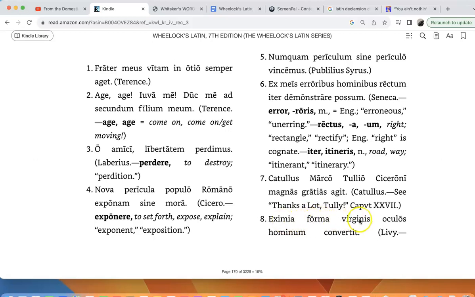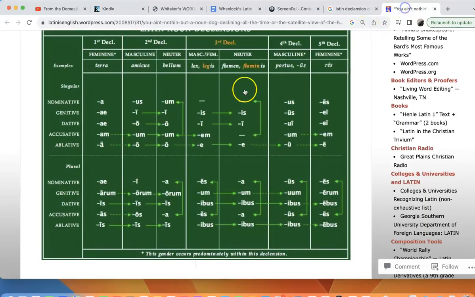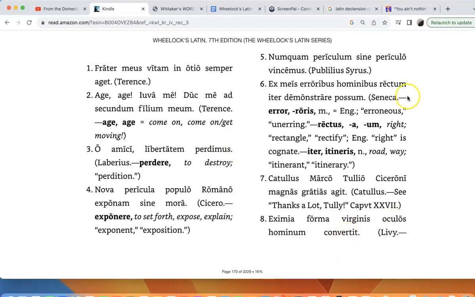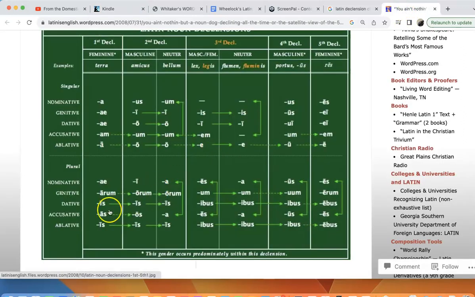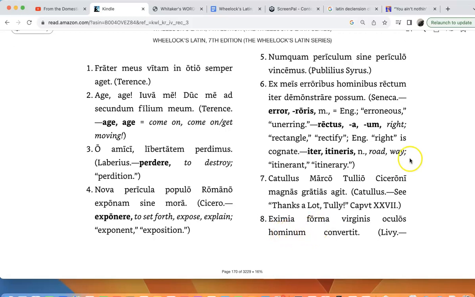So the extraordinary form, and then of the girl. So this is going to be third declension genitive singular. So we can look that up on Whitaker's Words to confirm. So of the girl. And then convertit means turns, but then turns what? The eyes. That is second declension accusative plural. But then of men, because hominum is third declension genitive plural. And sure enough, we have it right here too. That's where we get the word Homo sapiens.